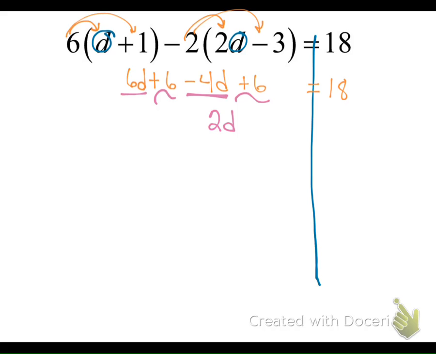D. All right. Now I need to combine my next like terms. Positive 6 plus 6 equals positive 12, which then equals 18. So after I simplify each side of my equation by distributing and combining like terms, I go to my final step. What's my final step? Solve as usual. How do I solve as usual here? Minus 12. Okay.